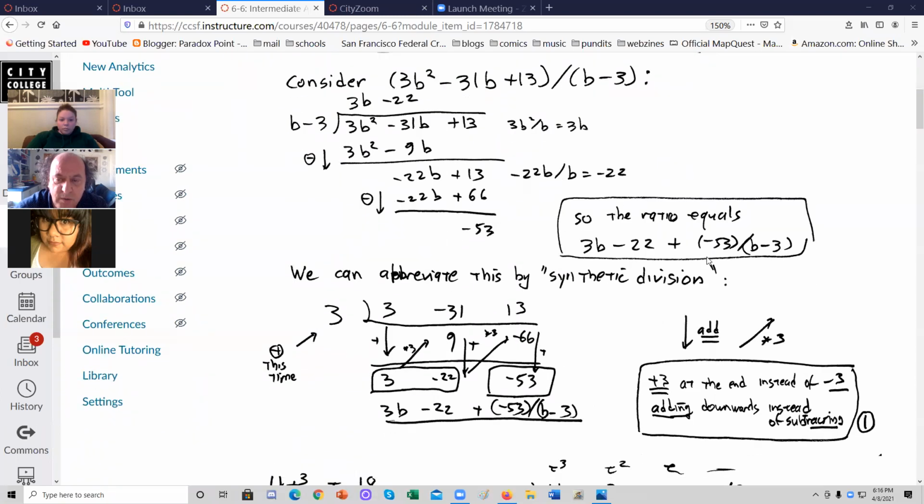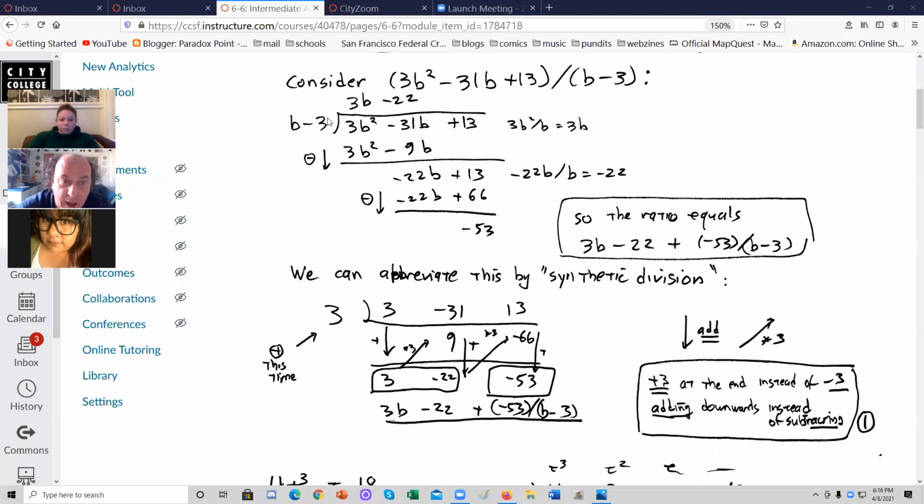Now, we'll abbreviate this by a process called synthetic division. We'll start with a 3, negative 31, and 13. We put those numbers here. And instead of a b minus 3 outside, we'll put a positive 3. So there's going to be a flip of signs here. When I have a b minus 3, we'll put a positive 3 here. We'll have a complementary reversal in a few moments.